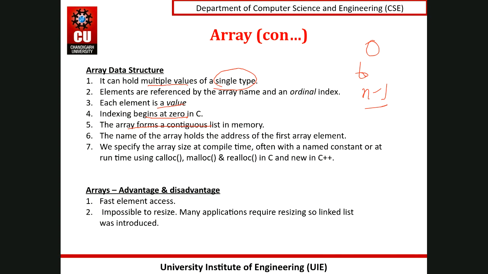Name of the array holds, you know that the base address is the starting address of the array and it is contained in the name of the array. If I have an array A, if I write cout A, actually I would be given the base address of the array. So the name of the array actually holds the address of the first array element, and that is nothing but the base address.